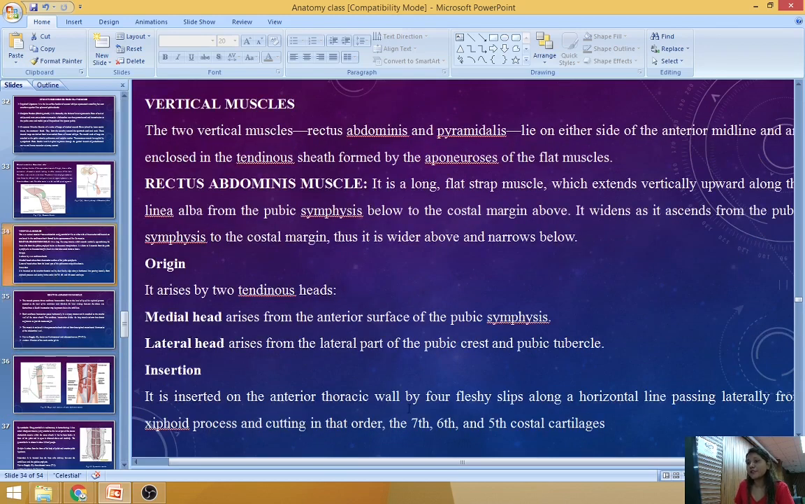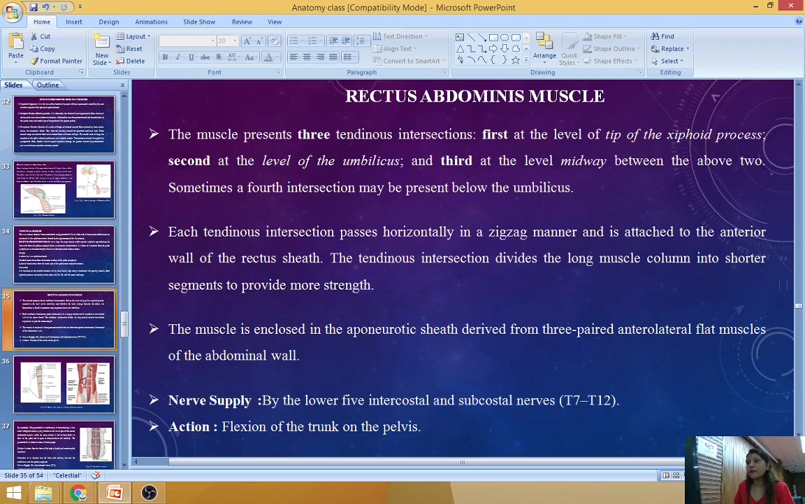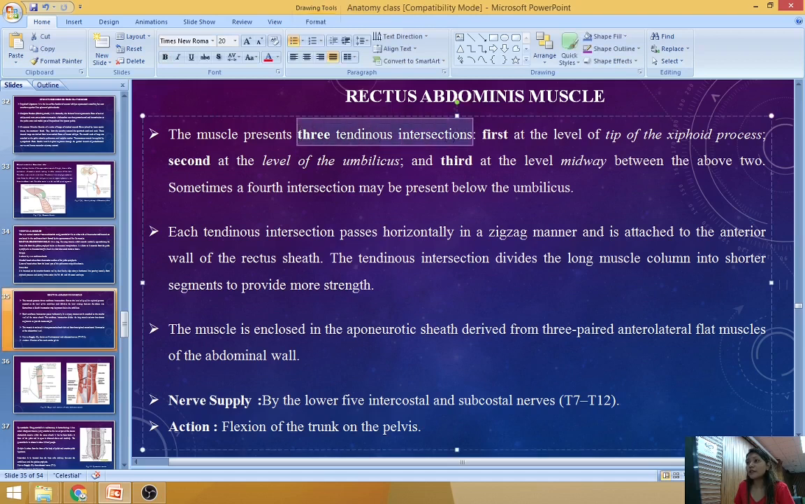The insertion is on the anterior thoracic wall by three fleshy slips along a horizontal line, passing laterally from the xiphoid process and cutting the 7th, 6th and 5th costal cartilages. So the insertion will be somewhere here. So this whole bulky muscle is the rectus abdominis muscle. The muscle presents three tendinous intersections.